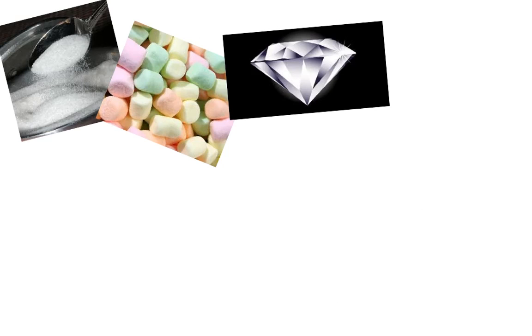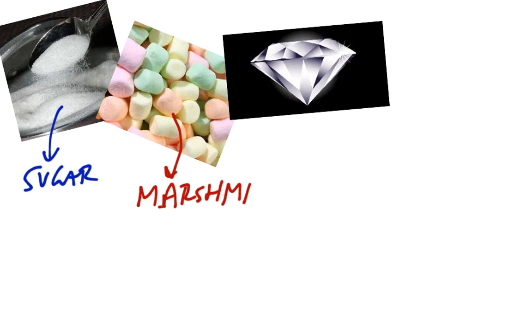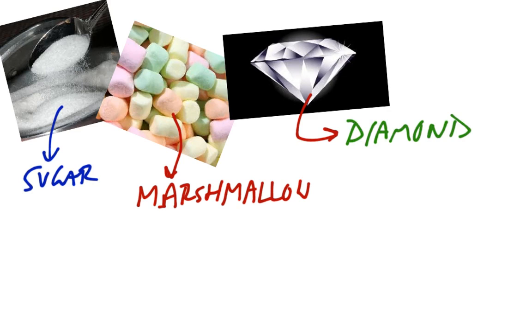The properties associated with covalent compounds are a little bit different. So here are 3 examples of some covalent compounds. Here we have sugar. Here we have sugar in a slightly different form. This is the marshmallow. And here we have something quite a bit different than the other 2. Here we have another covalent compound. This is diamond. So there's a great deal of variety in those.